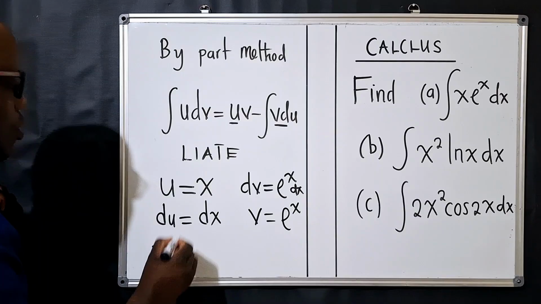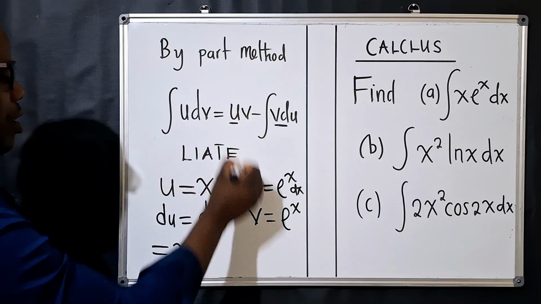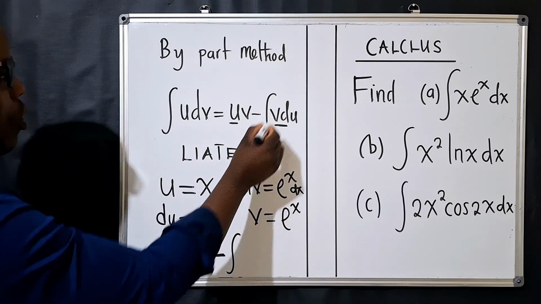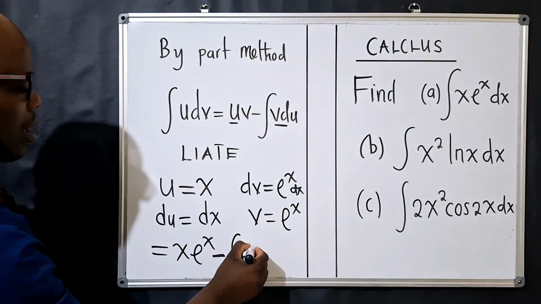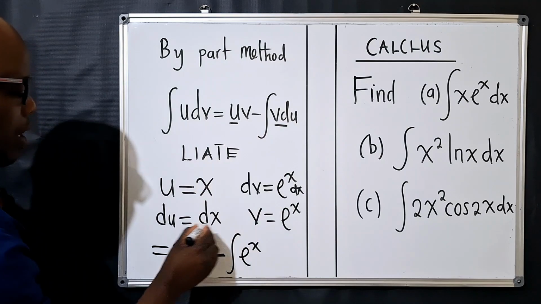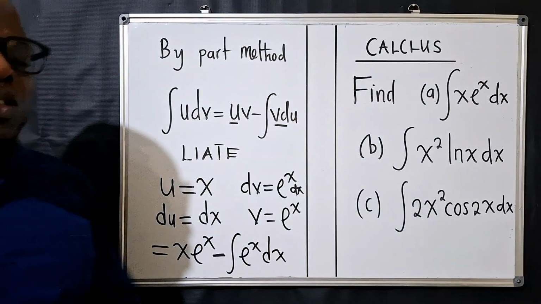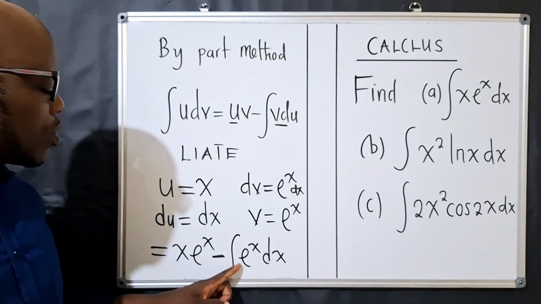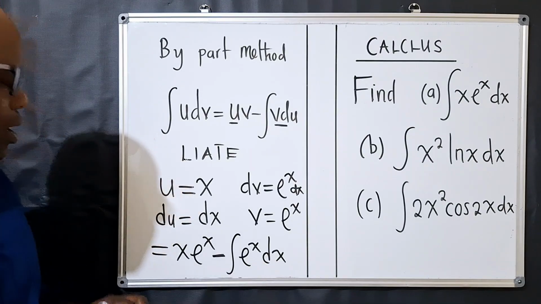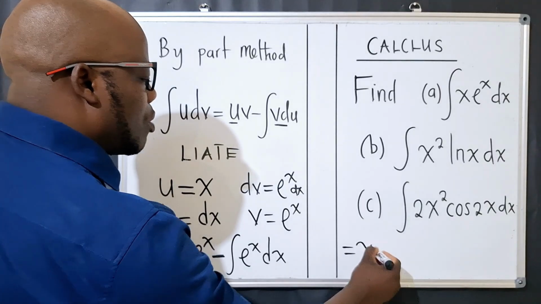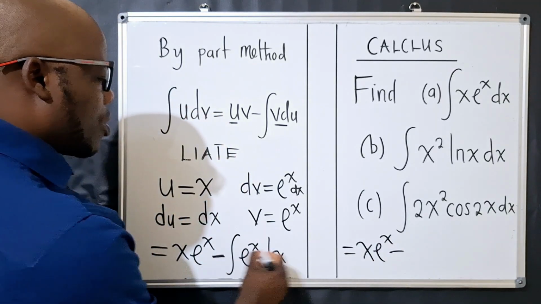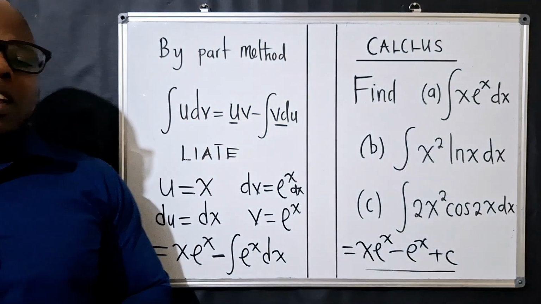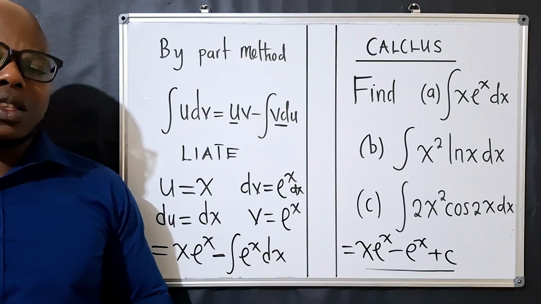So we're going to say it is equal to, what is my u? It's x. What is my v? It's e power x, minus the integral of, what is my v? My v is e power x, and what is my du? My du is dx. You see the way it looks? We're at this point. Now from this point, we are going to integrate this. This is very simple to integrate. So our answer will simply be equal to x e power x minus, what is the integral of e power x? It's e power x, plus C. This is our answer. I guess you are following and you've gotten the concept out of this.